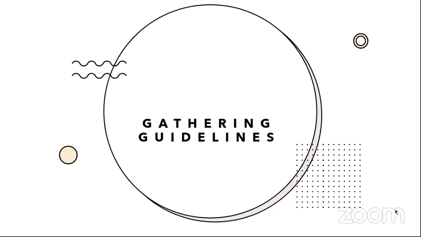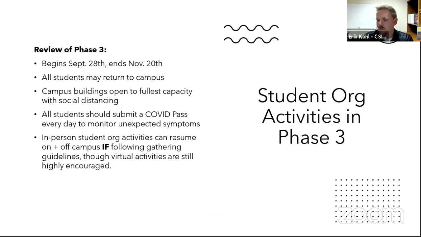Thank you, Eric. I'm going to talk a little bit about gathering guidelines now that phase 3 is going to start at UW. Just a quick review of phase 3: it begins September 28th, which is this coming Monday, and ends November 20th. This means that all students are now going to be able to return to campus, and the buildings are going to be open to their fullest capacity with social distancing.